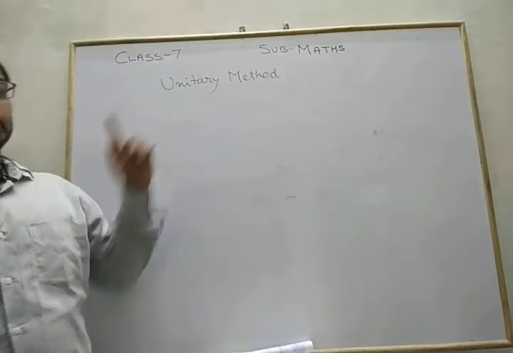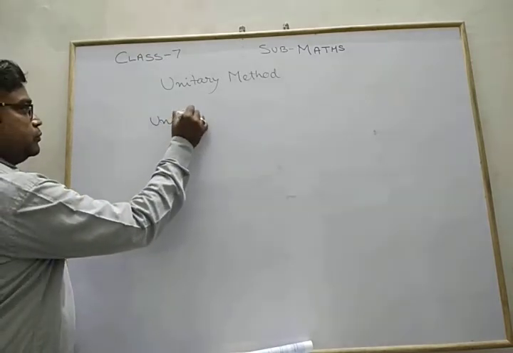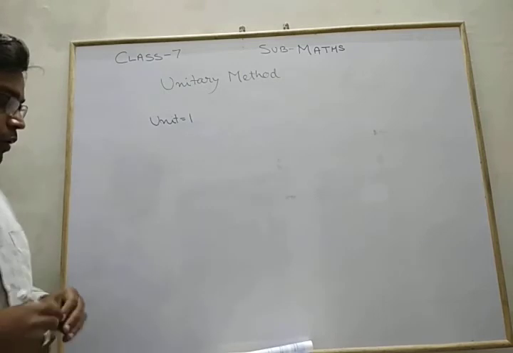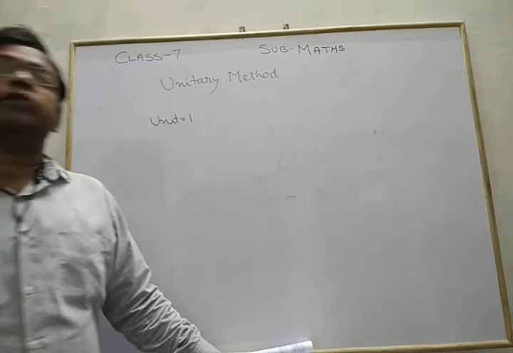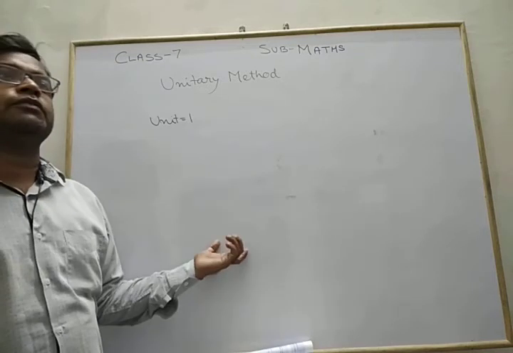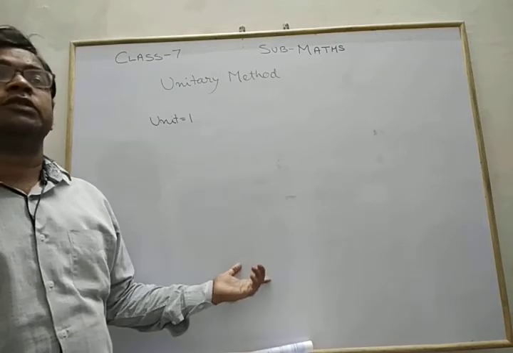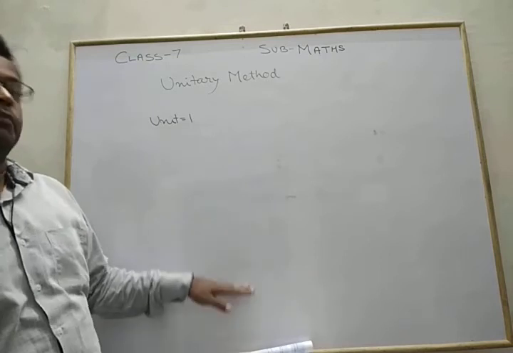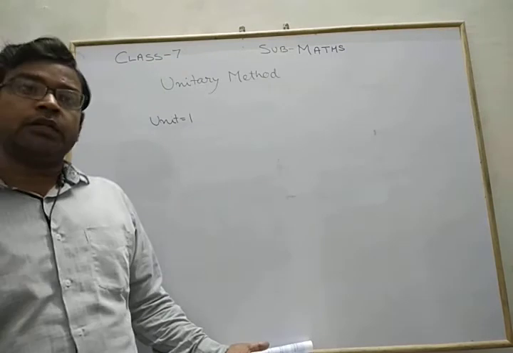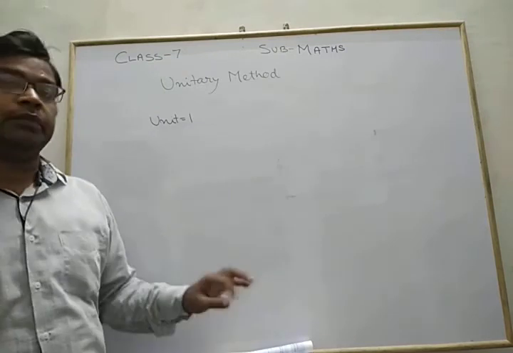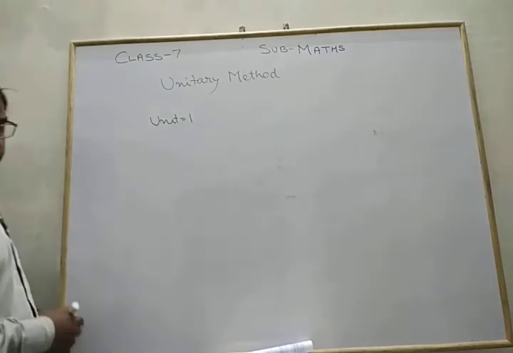Unit means what? It's one. Unit means your one. So if in any question the price of some quantity is given and the question asks you to find the price of one quantity, then finding the price of one quantity and then finding the price of other quantity is known as the unitary method. This method is of two types, direct or indirect variation.